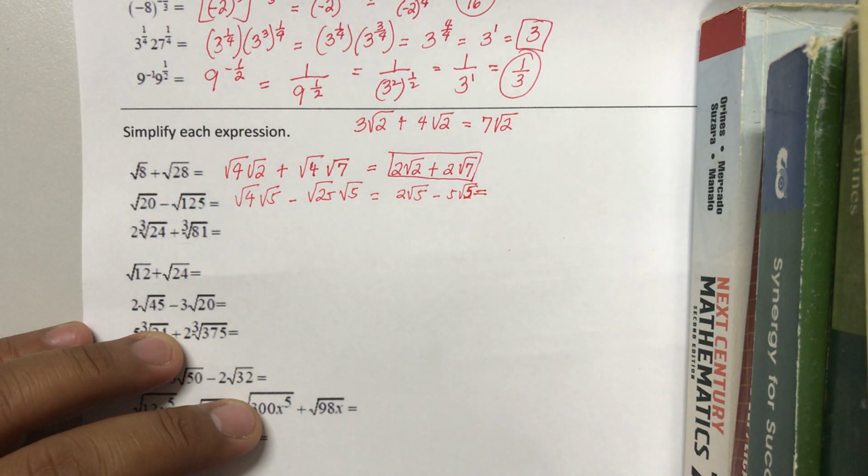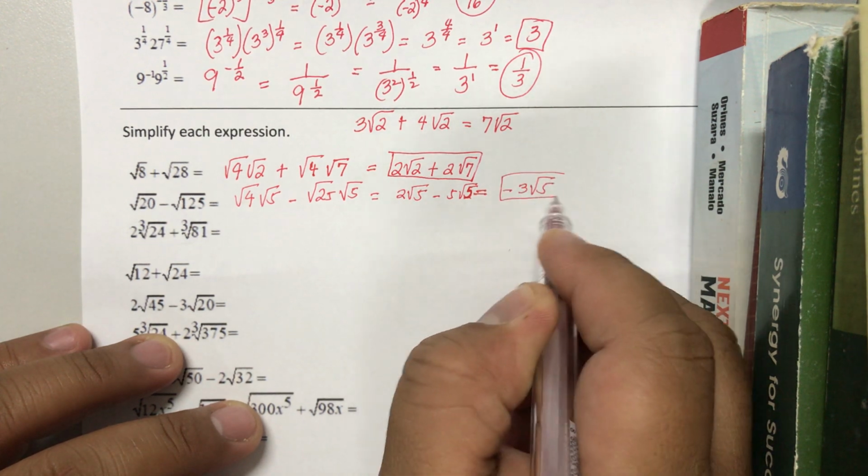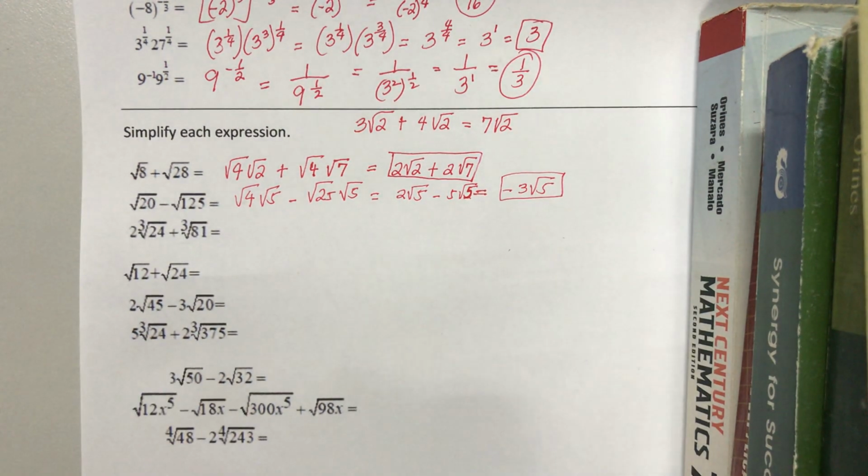So you have 2 square root of 5 minus 5 square root of 5, which is negative 3 square root of 5. This is the answer.